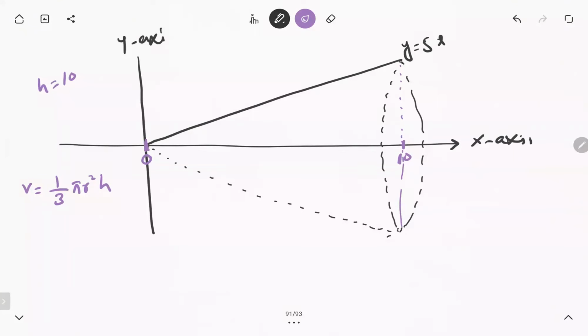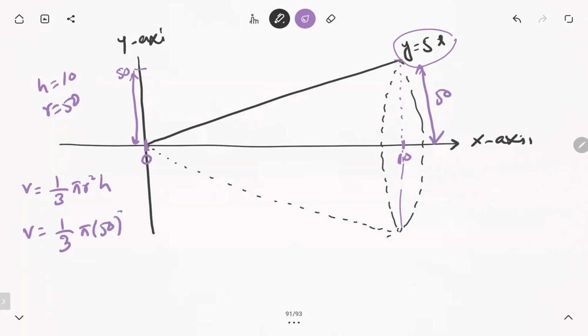For the radius, you need to put this 10 in the original equation. If you put 10 in y equals 5x, you will get 10 times 5, which is 50. So this length is 50, and this is basically your radius. The radius of this cone is 50. So let's use these two pieces of information, and we are going to calculate the volume in terms of pi.